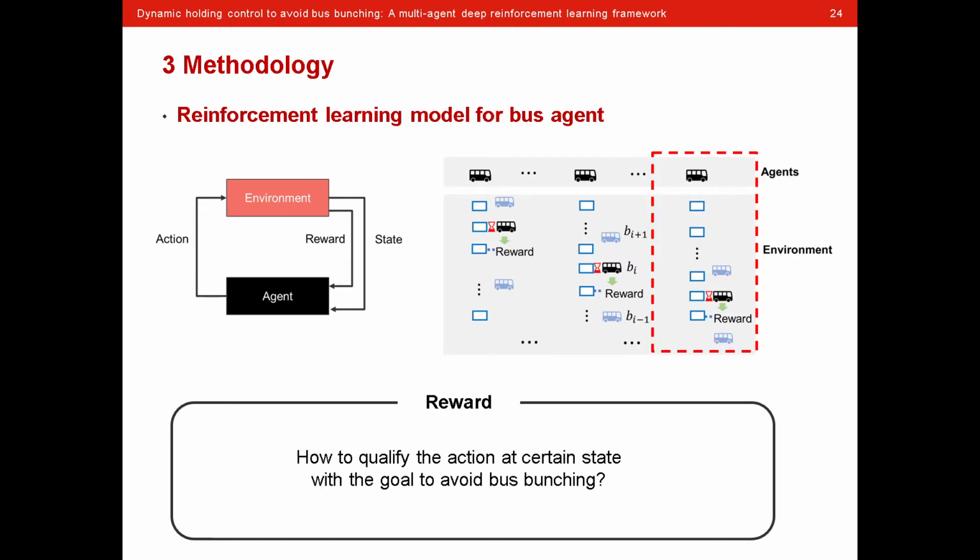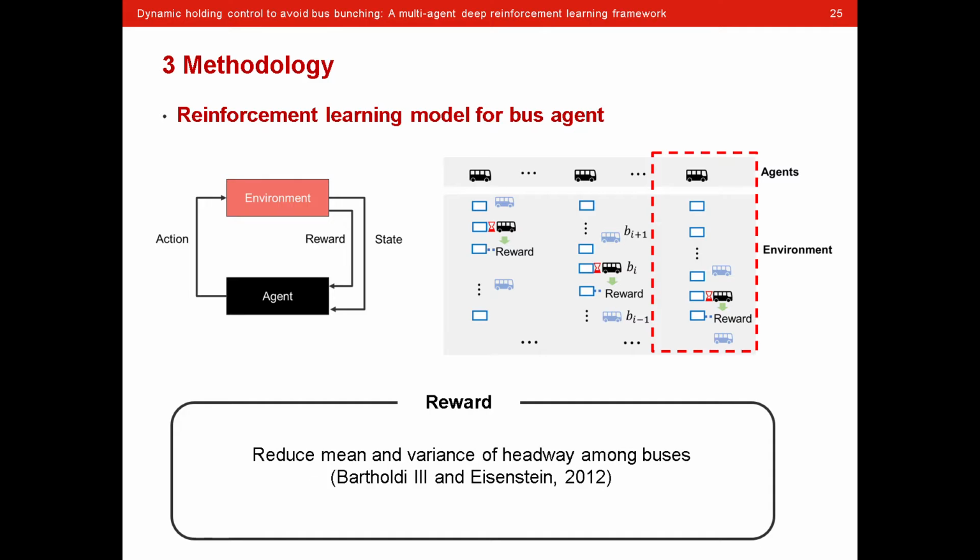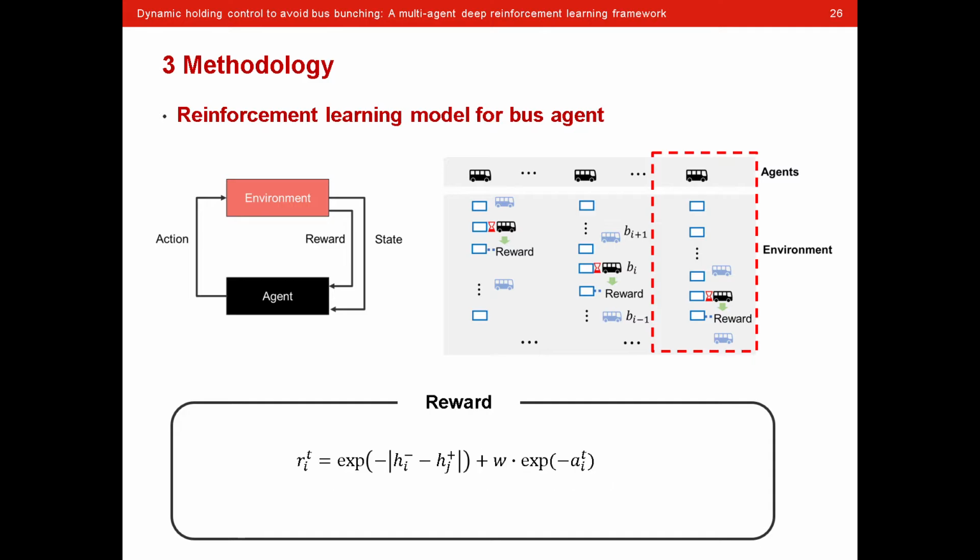And how do we evaluate this action? This is why the reward is introduced. According to the paper before, if we can reduce the mean and variance of the headway among buses, the bus bunching problem can be solved efficiently. With this in mind, we introduce a reward function.